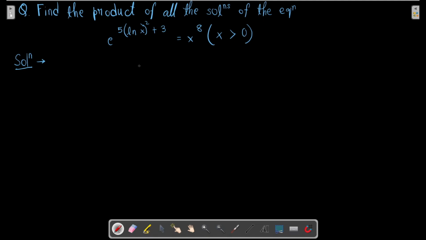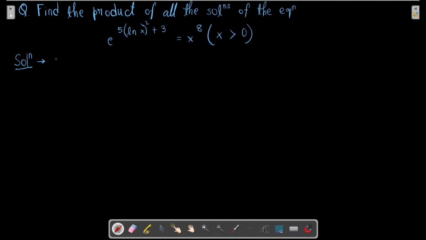If we see the left hand side of the equation, it is e raised to the power something, and in the right hand side it is x raised to the power 8. So on the left hand side we have an exponential function, and on the right hand side we have an algebraic polynomial function. In order to solve this equation we need to first at least make the bases the same on either side. Otherwise we cannot solve one side that is non-polynomial directly.